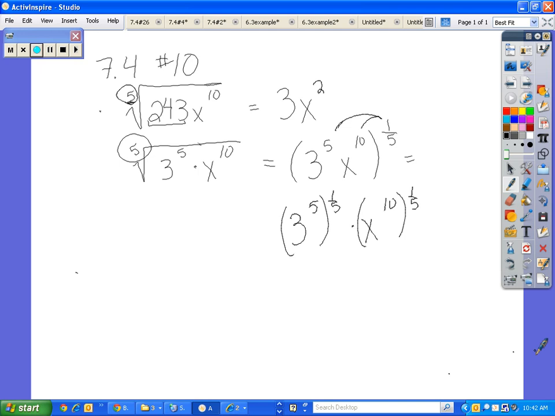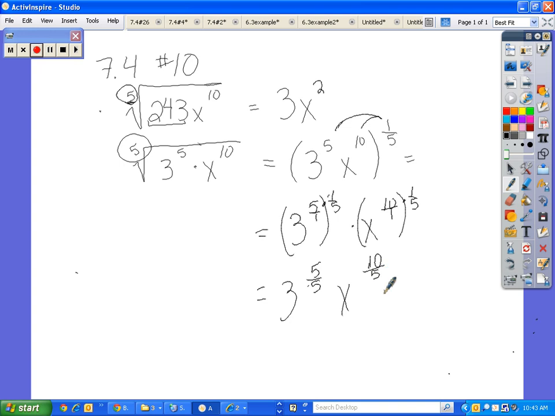So this becomes 3 to the 5/5. Whenever we multiply fractions, I multiply straight across the top and straight across the bottom. So I have 5/5. And then I'm going to have my x, and this is 10/1. Whenever I multiply fractions, I multiply straight across the top. 10 times 1 is 10. And I multiply straight across the bottom. 1 times 5 is 5.